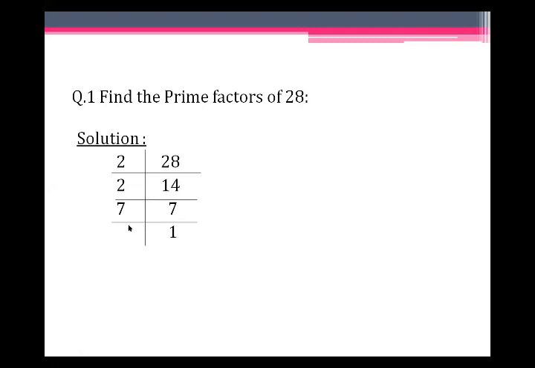Now these numbers are the prime factors of 28 because these numbers completely divide 28. So here we have our answer. So we write 28 is equal to 2 multiplied by 2 multiplied by 7. So this is our answer, and we write 28 in the form of prime factors.